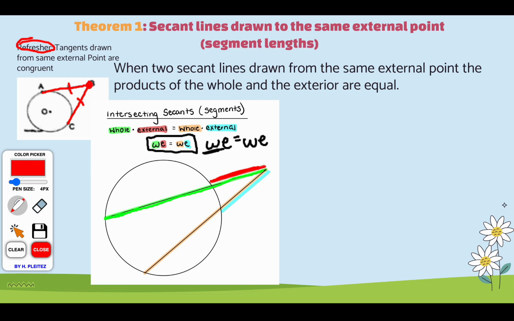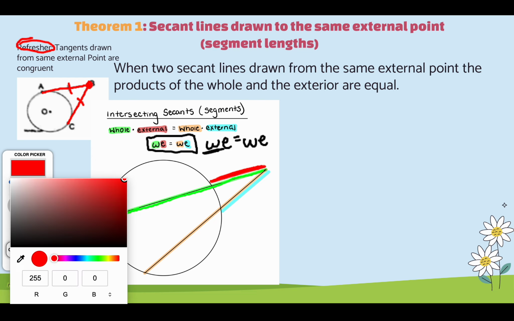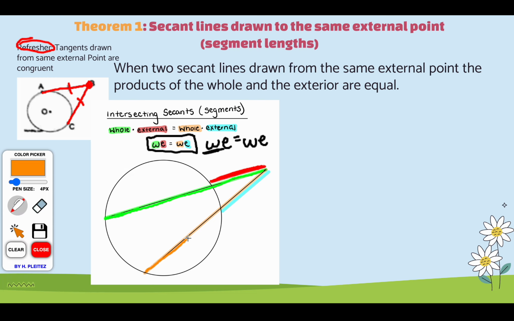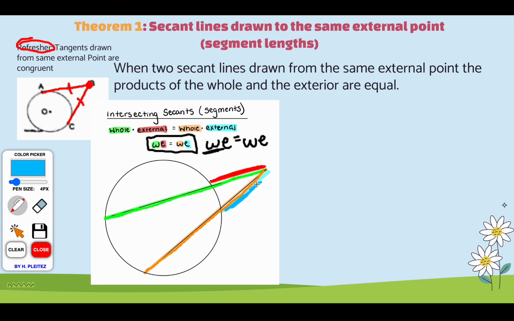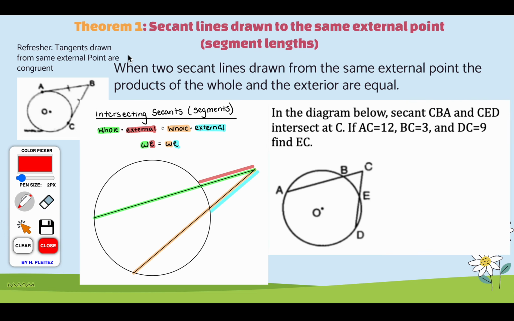The external portion is just what's on the outside. Then we move over to our other secant line. Now we have our other whole secant line in orange over here, times its external piece, which is just in blue. All right, let's get right into an example using this theorem.